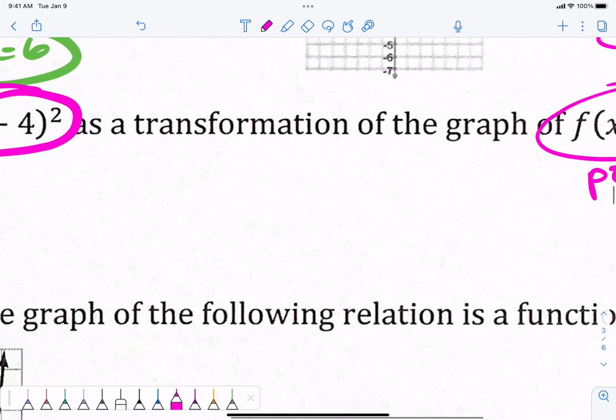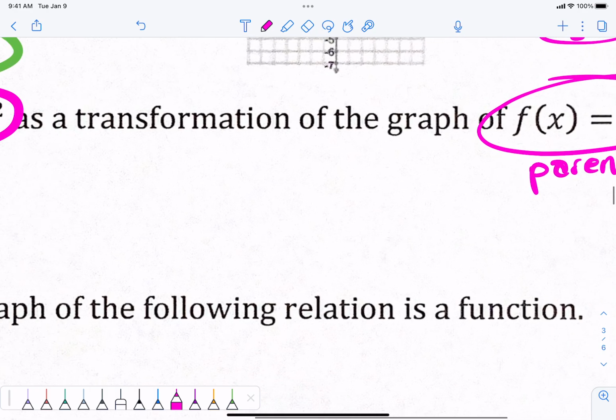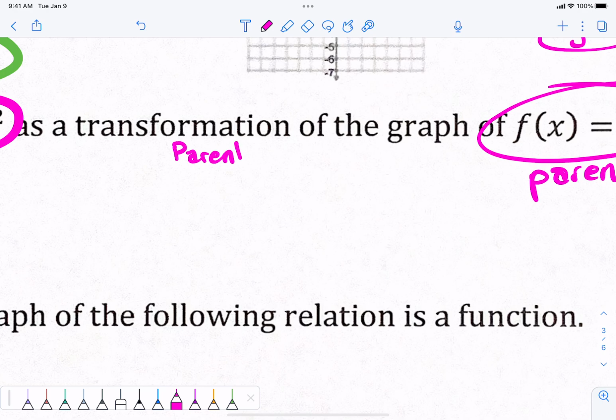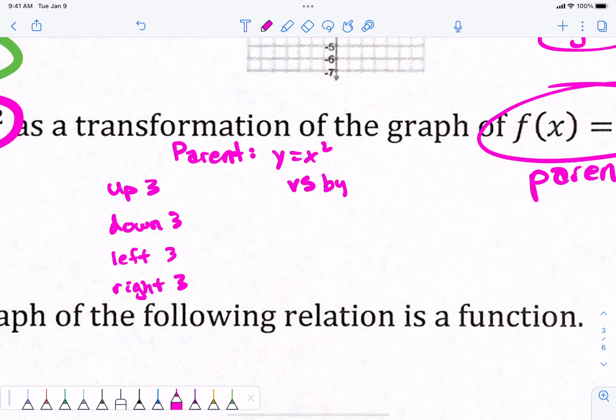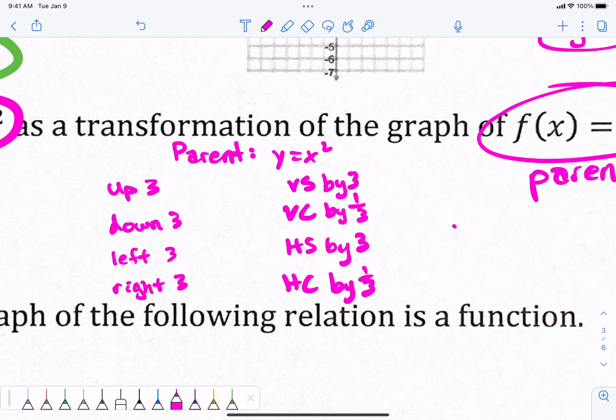Let's write the rules down. This is going to be a lot of writing. Your parent is y equals x squared. We're going to write the rules for these. Let's say you go up 3. Let's say you go down 3. Let's say you go left 3. Let's say you go right 3. We're going to write all these rules down, so leave some space. Let's say you vertically stretch by 3. Vertically compress by 1/3. Horizontally stretch by 3. Horizontally compress by 1/3.